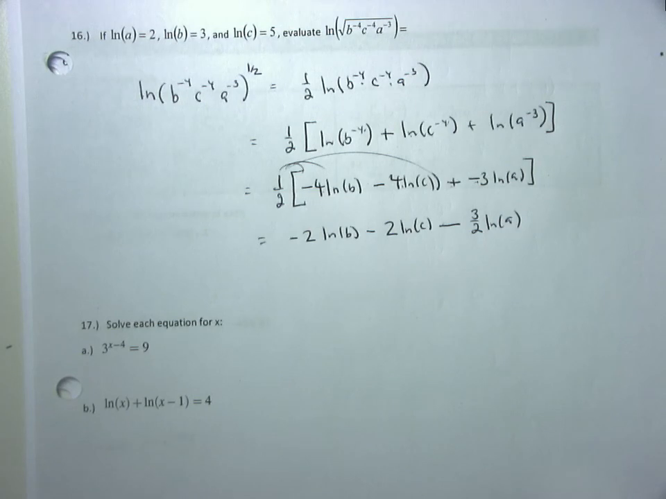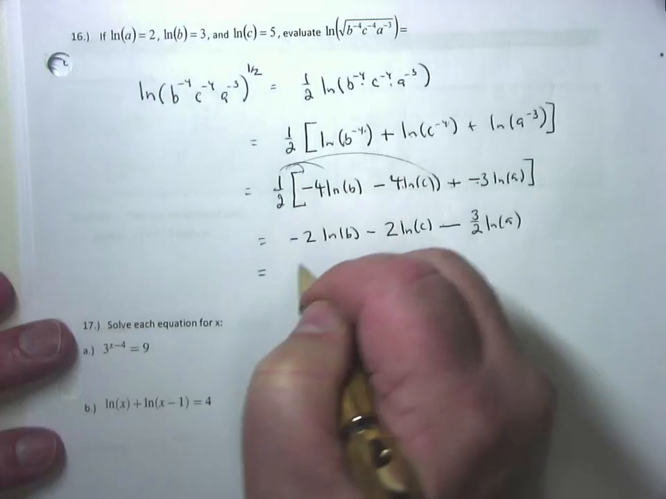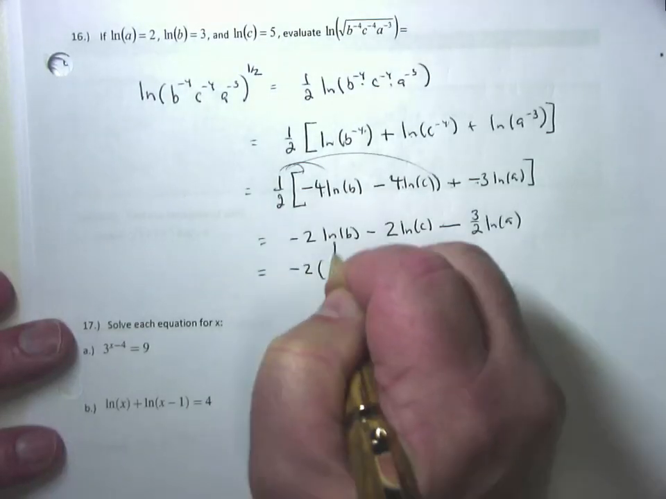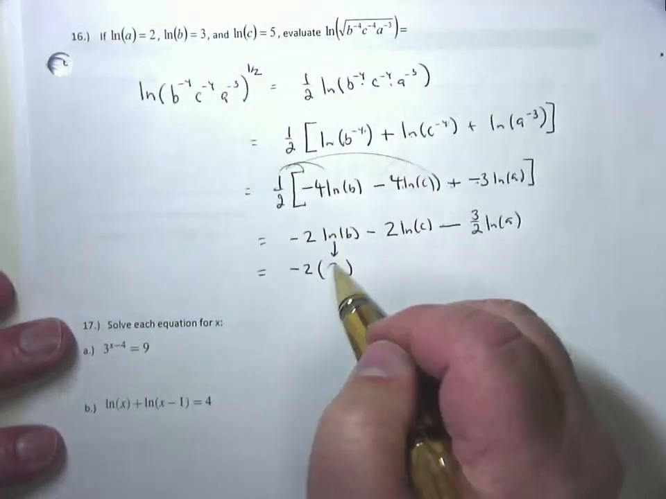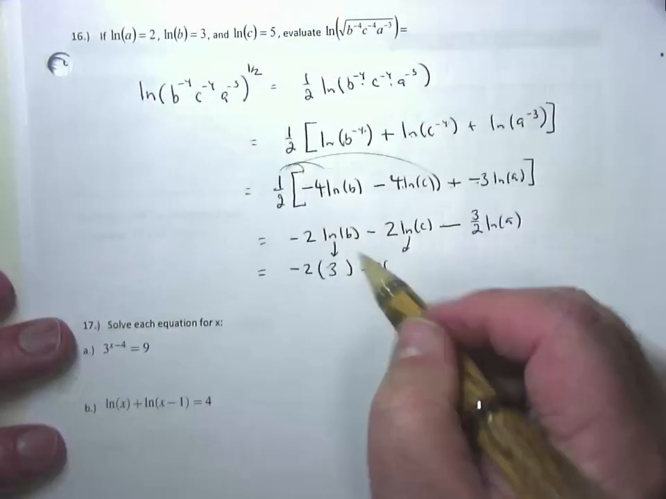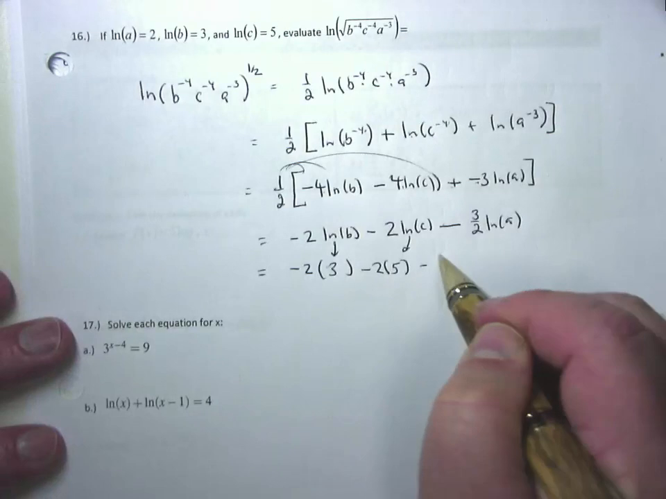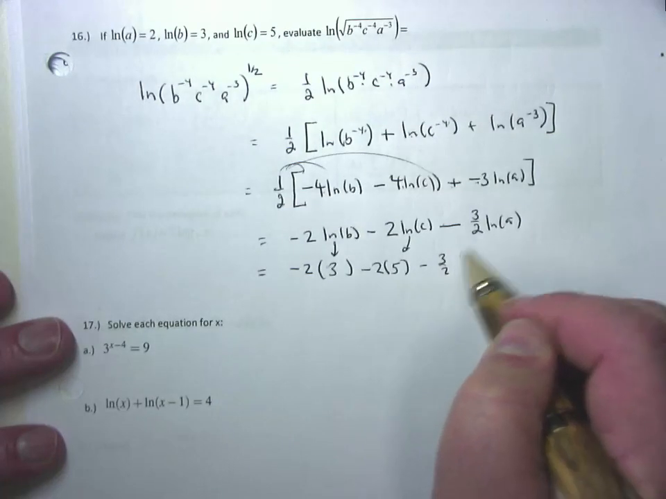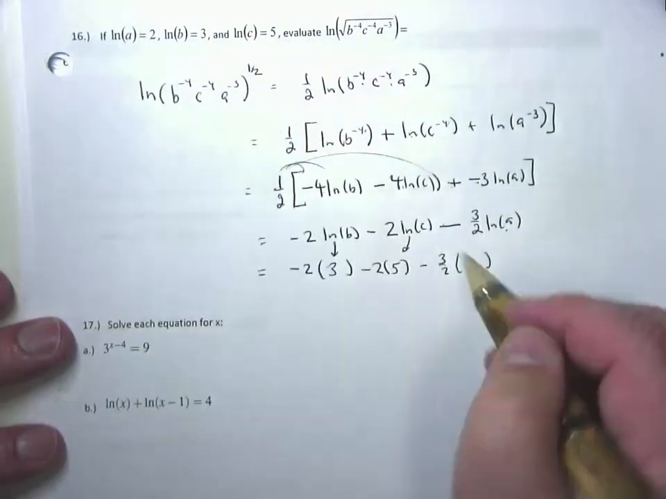Now we want to evaluate it. What was the natural log of A equal to? 2. Natural log of B was equal to 3, and natural log of C was equal to 5. So by substitution, this would be negative 2 times the natural log of B, which is 3, minus 2 times the natural log of C, which is 5, minus 3 halves the natural log of A, which is 2.